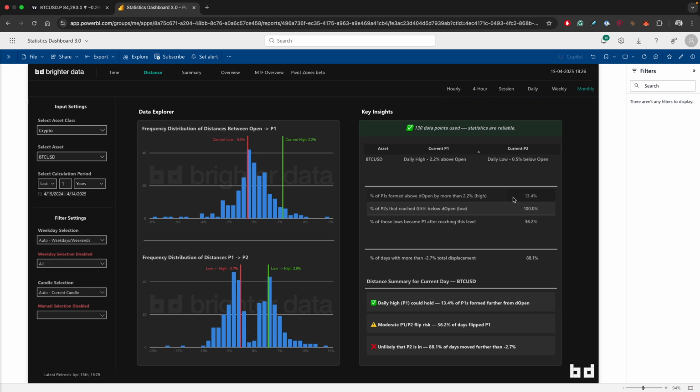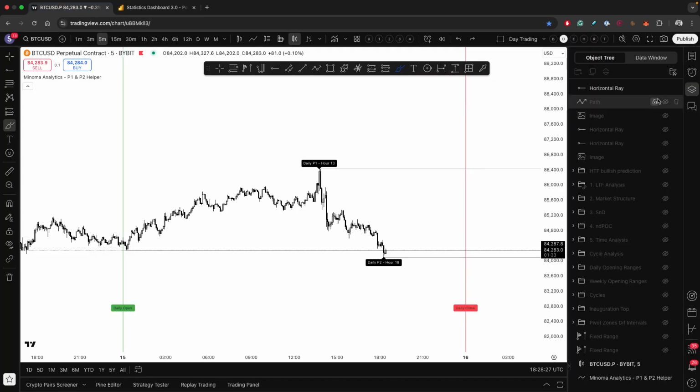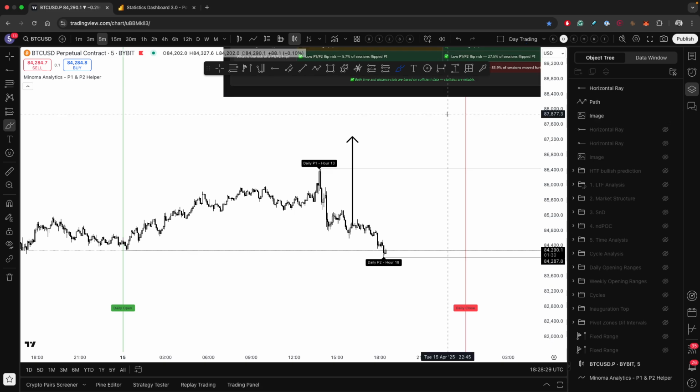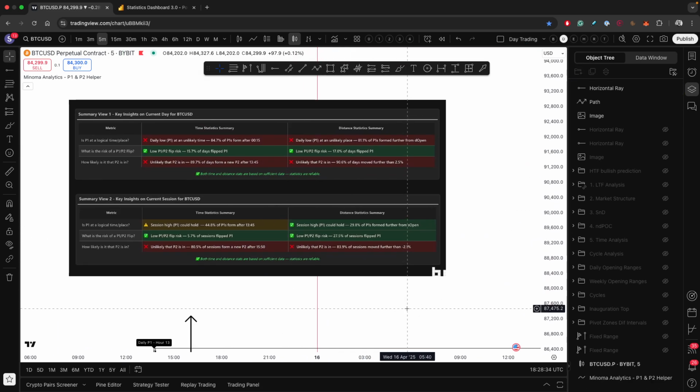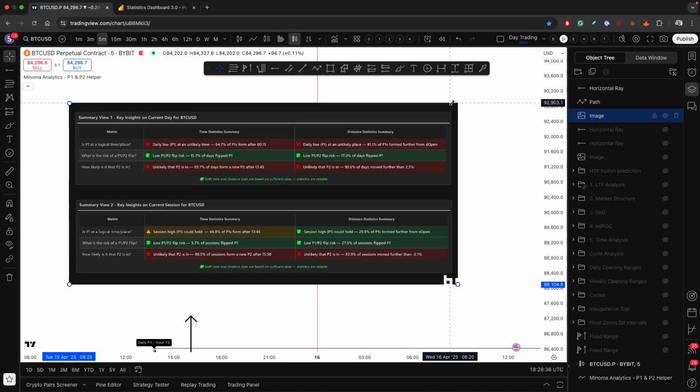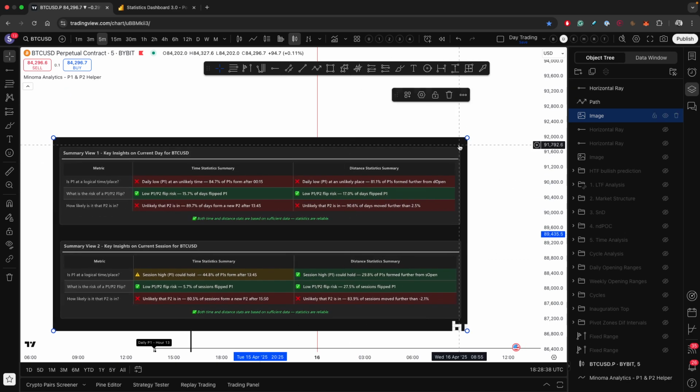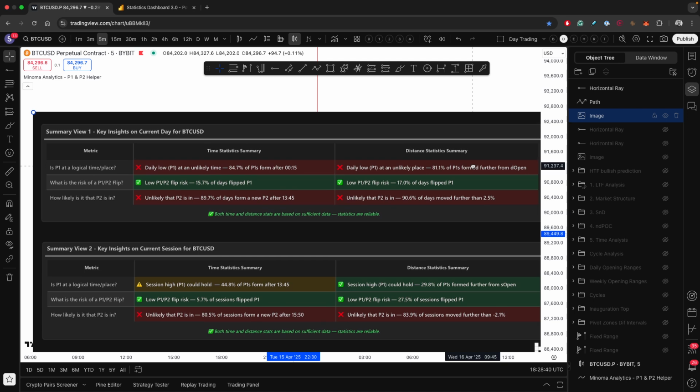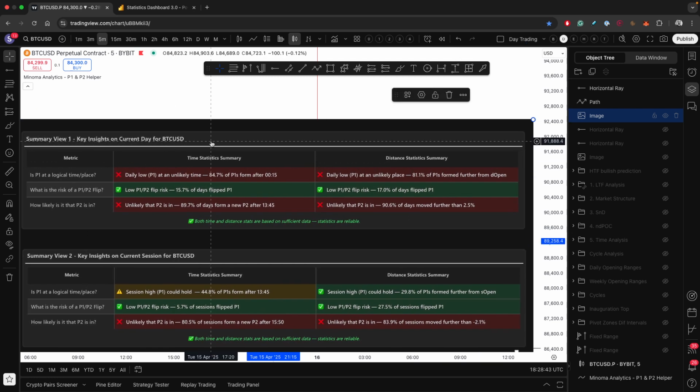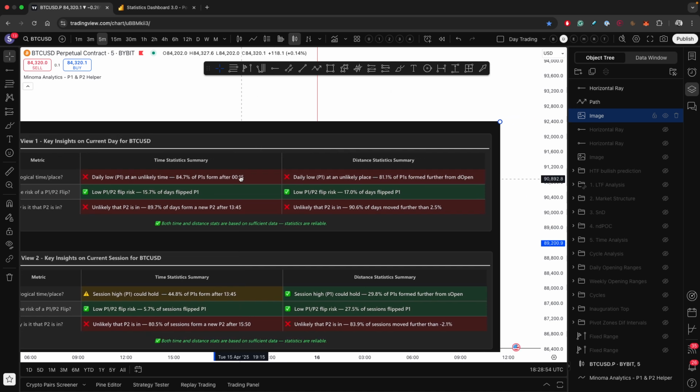The reason why I'm saying that, and I can actually just show you this one here because I already screenshotted this, and this is a new page that you're going to look at later, but I want you to focus on only the top part here. So here you saw the insight for the current day from a little bit earlier. This was time statistics, right? The daily P1 was at an unlikely time, because 84.7% of P1s formed after midnight 15. Similarly, the daily low was at an unlikely place, right?